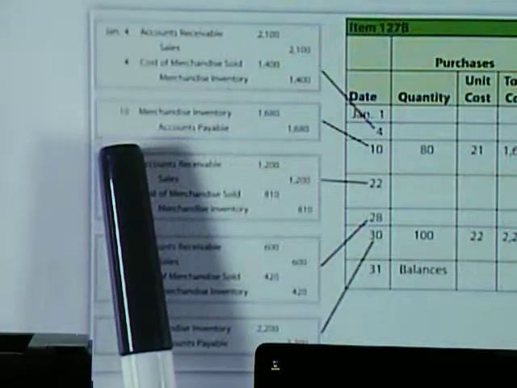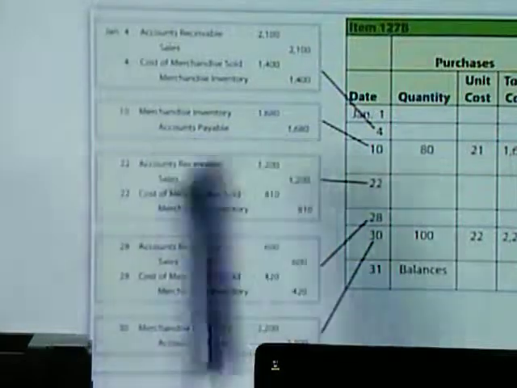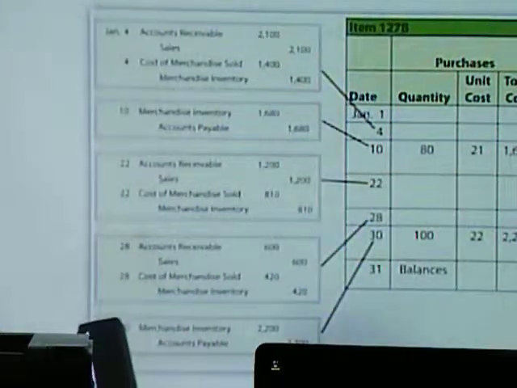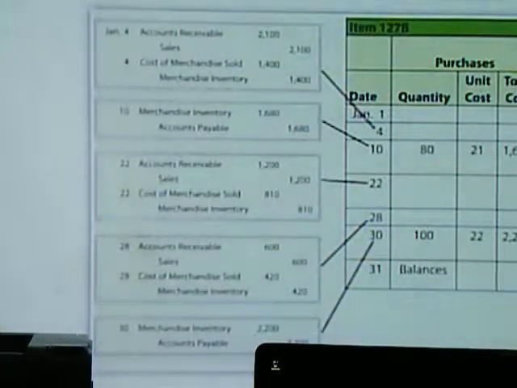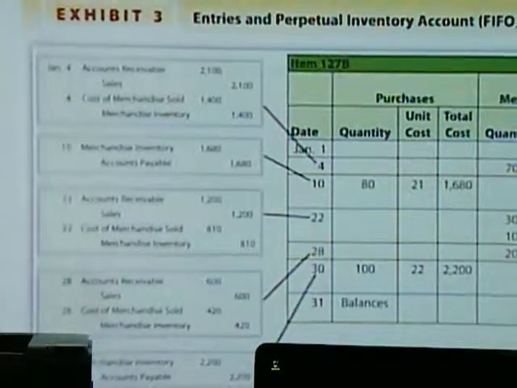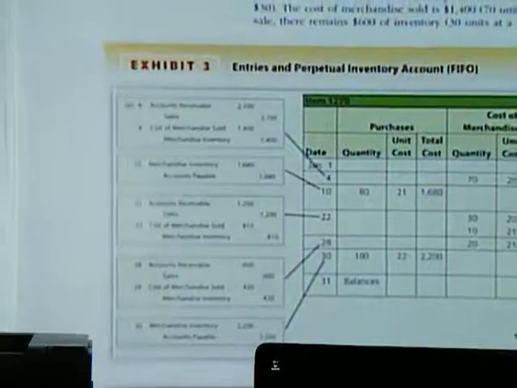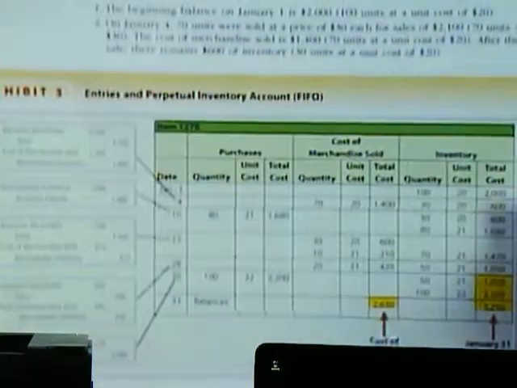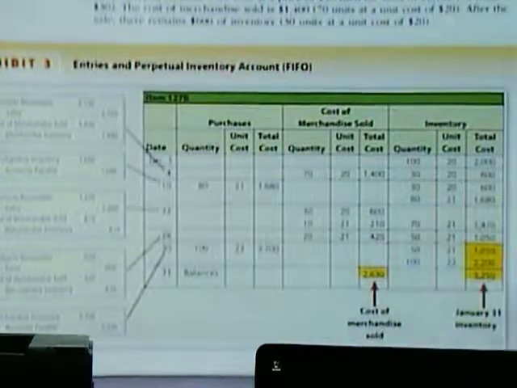This journal entry for January 10th is for the purchase, a debit to merchandise inventory and a credit to accounts payable. The third journal entry is for the January 22nd sale, a debit to accounts receivable and a credit to sales. And then, of course, followed up with a debit of cost of merchandise sold and a credit to merchandise inventory, and so on and so on. So you see the journal entries on page 316 along with the grid. This helps you bridge chapter 6 and chapter 7 together.